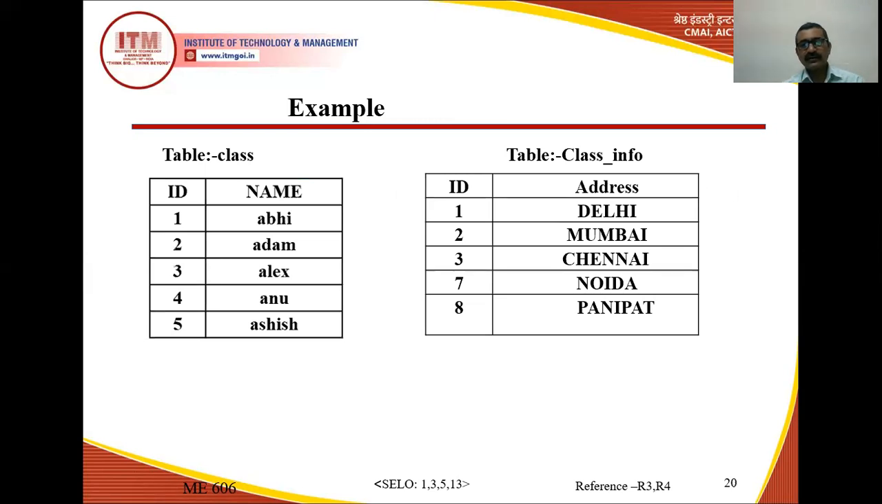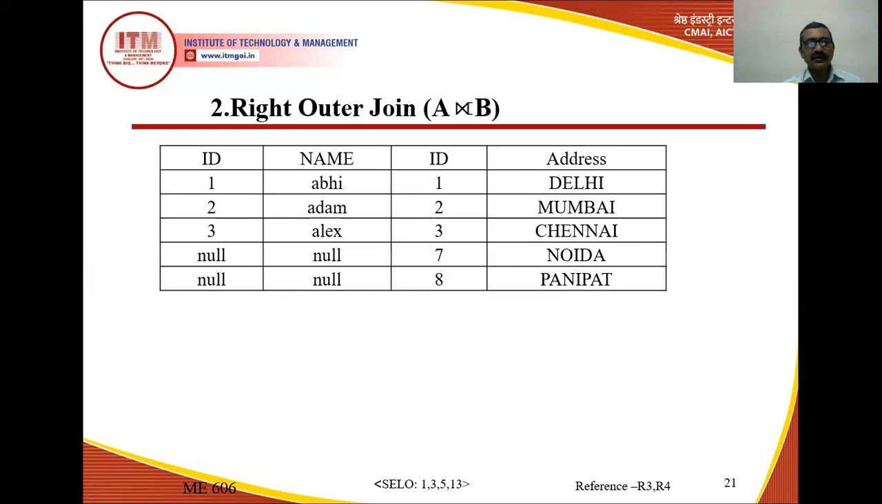Now we have to perform the right outer join. So there are two tables. First one is class, and second is class info. Class has two fields, ID and name, and the class info has two fields, ID and address. So one field is common between them. This is the ID. Now we can merge them and perform the right outer join. So the right outer join gives ID, name, ID, and address.